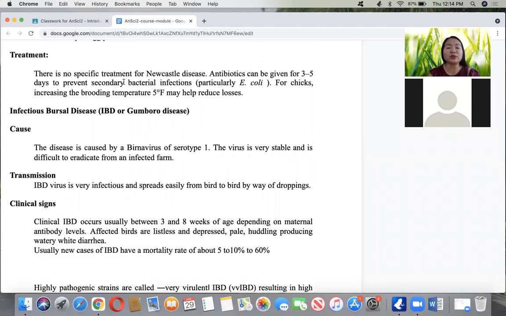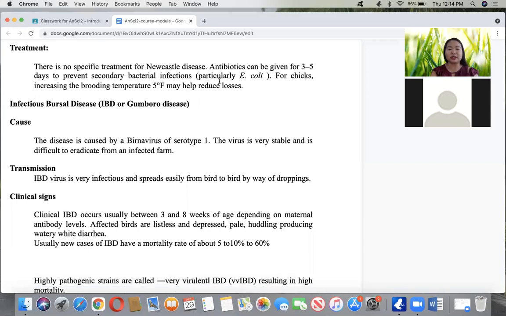So how do you control this? There's no specific treatment since it's a virus. But antibiotics can be given for 3 to 5 days para ma-prevent yung secondary bacterial infections, especially E. coli. So for chicks, increasing brooding temperature by up to 5 degrees Fahrenheit may also reduce it.